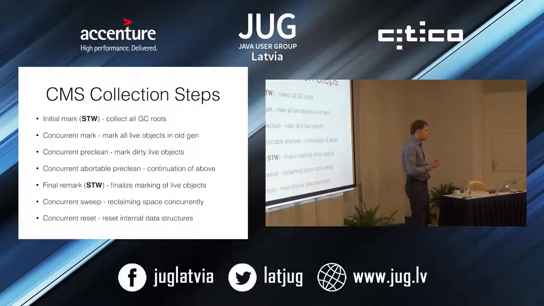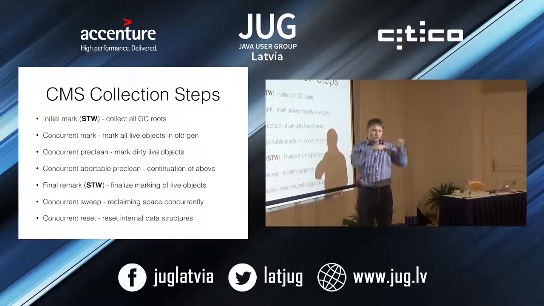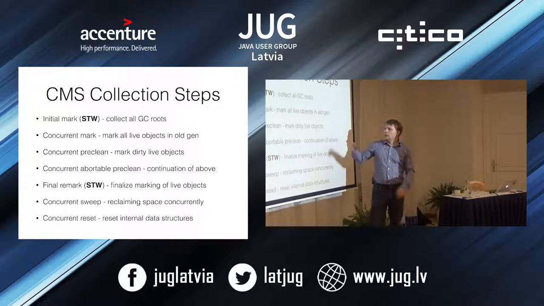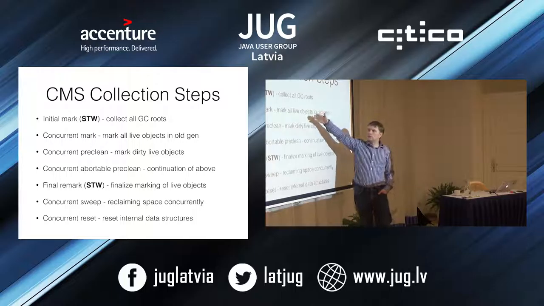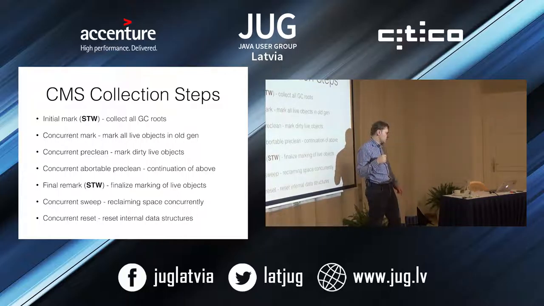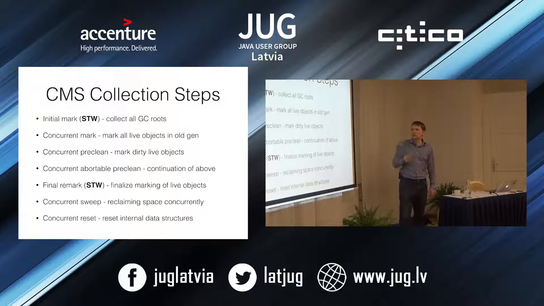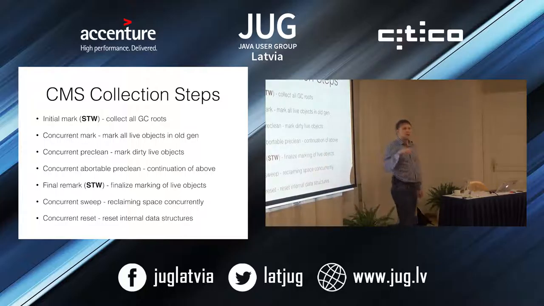Collecting GC roots is quite simple because we have, okay, 100 threads, and then you find what the threads are actually using at the moment, so it's quite trivial. You don't have to go deep into object relationships. Then we allow the application to get going further, and one or several threads in parallel try to mark all live objects in the old generation. They're putting some flags inside the JVM, metadata about objects, like putting checkboxes next to every object to say whether it's considered alive or not.